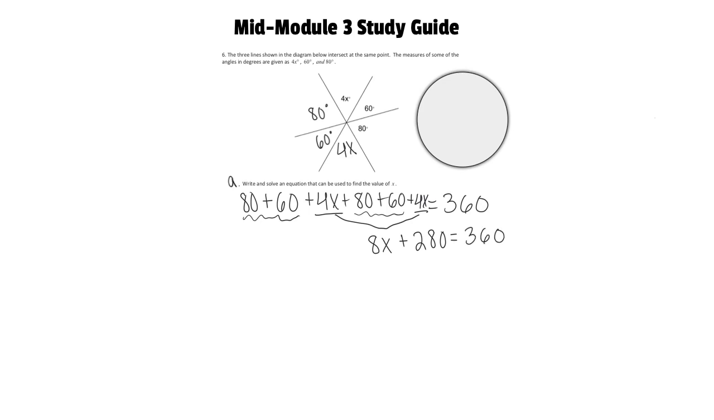Now I'm still solving for x, so I need to get x by itself. To get x by itself, I'm going to use the additive inverse of 280 on both sides. So now I have 8x plus 280 minus 280 equals 360 minus 280. Now let's combine the like terms. I now have 8x plus 0 equals 360 minus 280, which is going to give me 80.